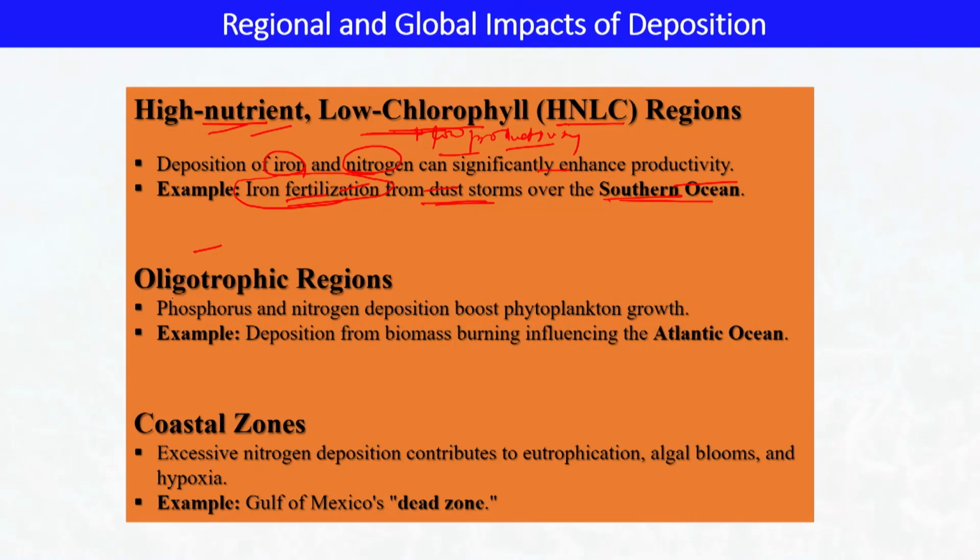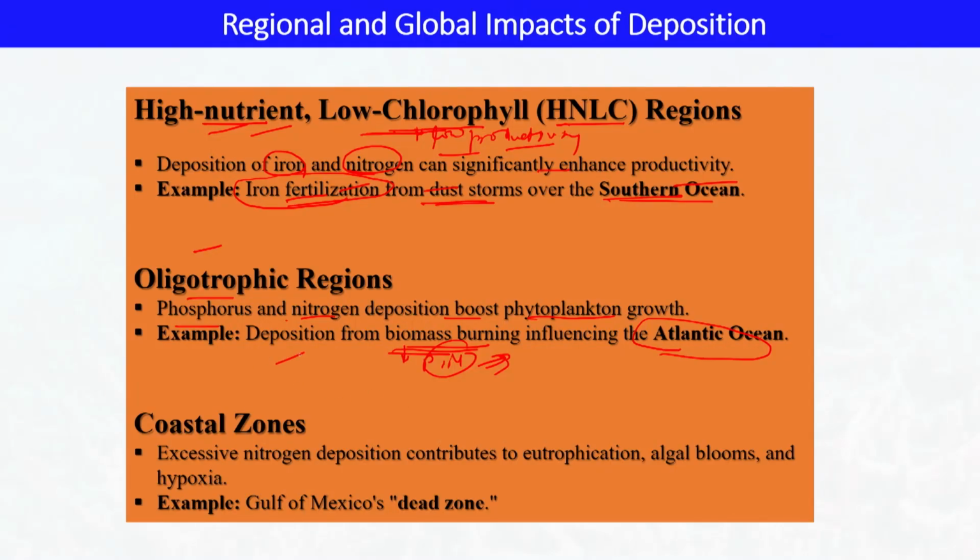Then you have oligotrophic regions. Here productivity is limited by phosphorus and nitrogen. Because of the lack of phosphorus and nitrogen, the productivity is low, and if they are deposited, they can boost phytoplankton growth. A very important such region is the Atlantic Sea. And this happens, for example, due to biomass burning. Biomass burning provides an important source of phosphorus and nitrogen. So when these are deposited, they can boost the phytoplankton growth.